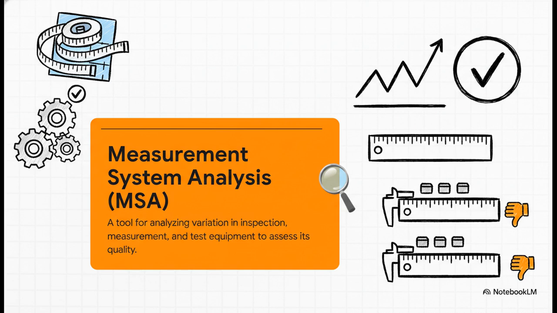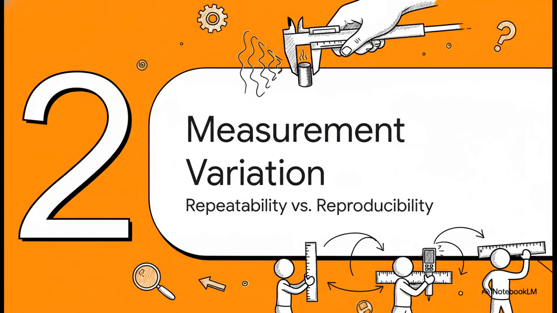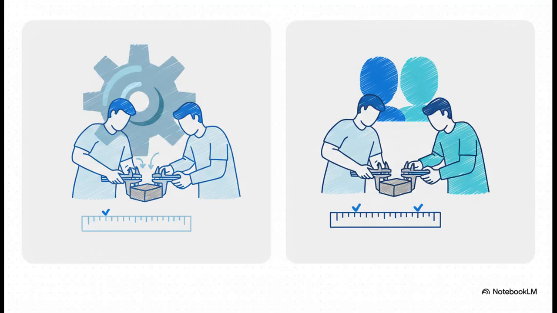You can think of it like quality control, but not for your product. It's a quality check for your measurement tools. And Gage R&R is one of the absolute best techniques in that MSA toolkit. So, if we're going to understand our measurement system, we need to break down where the errors can come from. Turns out all the variation, all that noise in your measurement system, it really boils down to two main sources: repeatability and reproducibility.